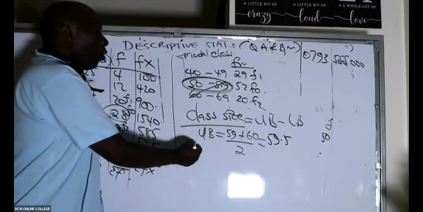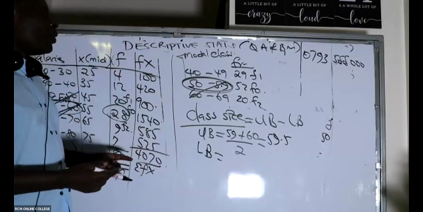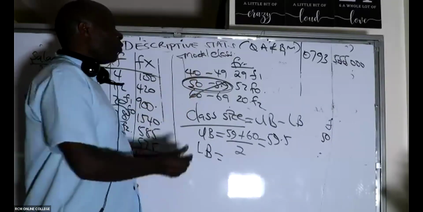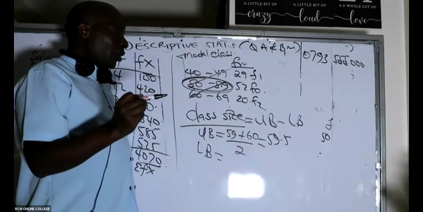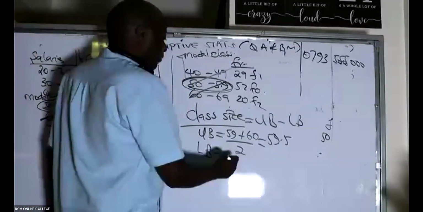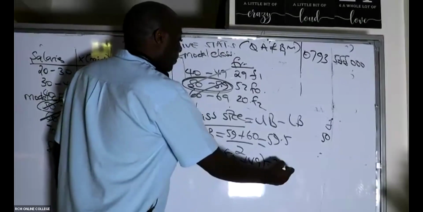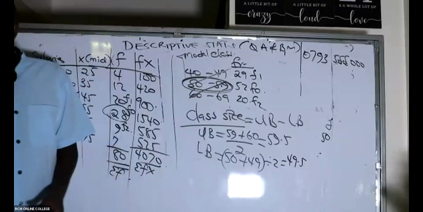And then we have the lower boundary. I'll derive it from the lower value of the modal class, but remember the secondary diagonal. So the lower boundary will be 50 plus 49, and whatever we get, we divide by 2. This will give me 49.5.